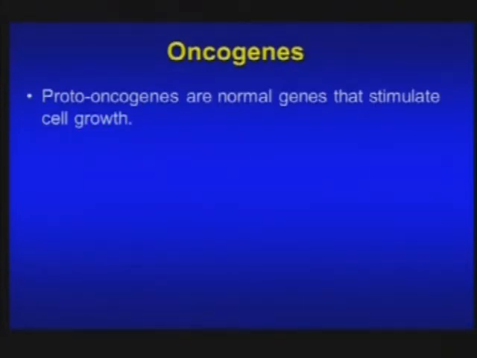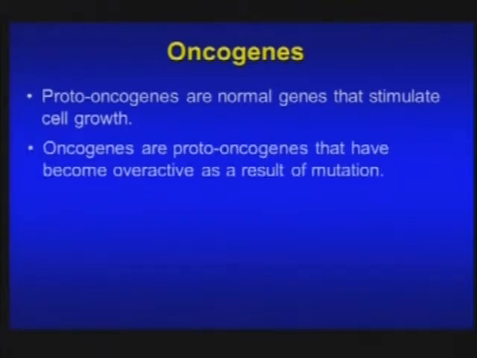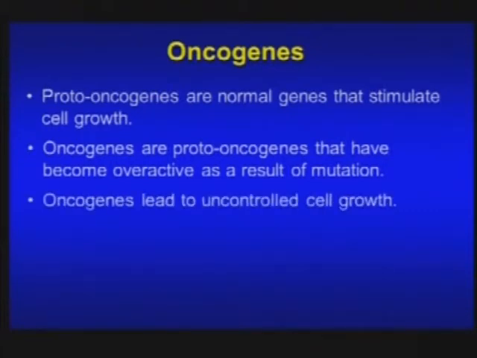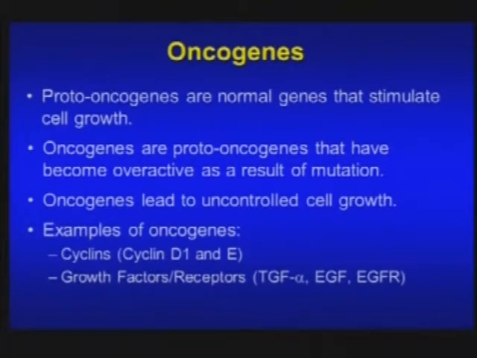In general, this occurs through activation of oncogenes. Proto-oncogenes are normal genes that stimulate cell growth. Oncogenes are just proto-oncogenes that have now become overactive as a result of mutation. Oncogenes lead to uncontrolled cell growth, and examples of oncogenes that have been implicated in Barrett's carcinogenesis include cyclins, such as D1 and E, and growth factors and their receptors, such as transforming growth factor alpha, epidermal growth factor, and the epidermal growth factor receptor.